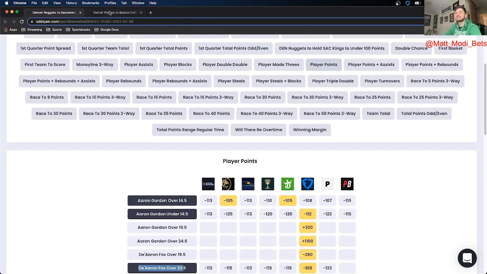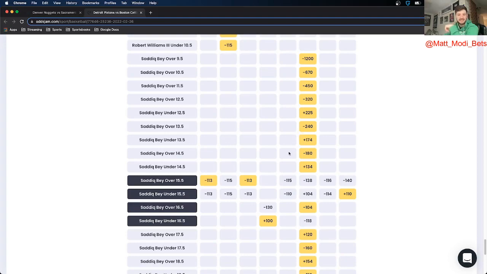So next up, this one's a fade on a point total. So Sadiq Bey, looking at his total going under 15.5. So the OddsJam Perfect Line prices that at minus 116. They price the under at minus 114. For that one is 30 cents in market width.